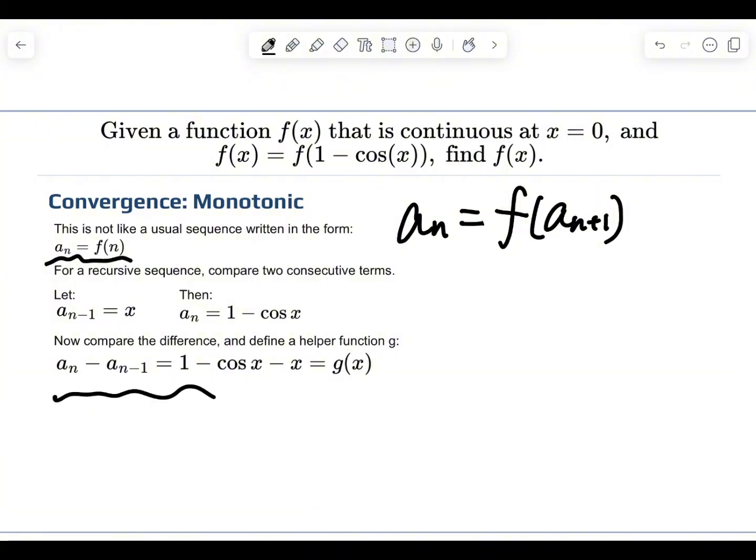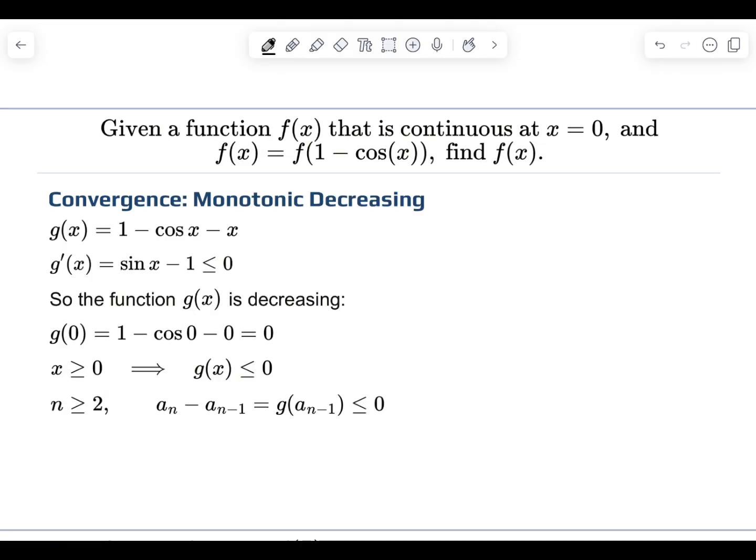So we can define a function here. We can use a helper function g of x, since f of x is already used. And now we can prove that the sequence is monotonic decreasing because g prime of x, the derivative of g of x, is sine x minus 1. And because sine of x is always between -1 and 1, sine x minus 1 must be less than or equal to 0. So this proves that g of x is monotonic decreasing.